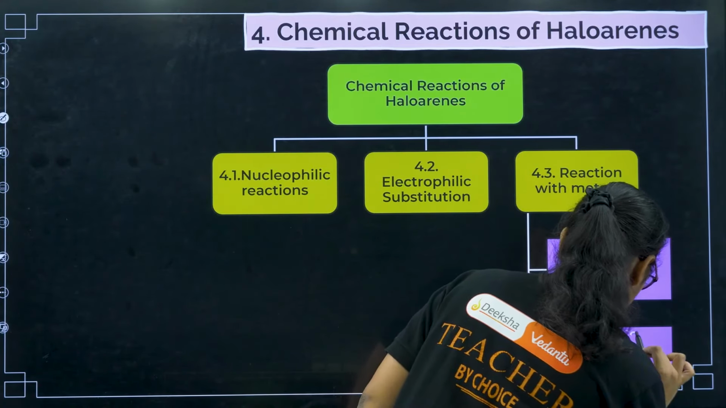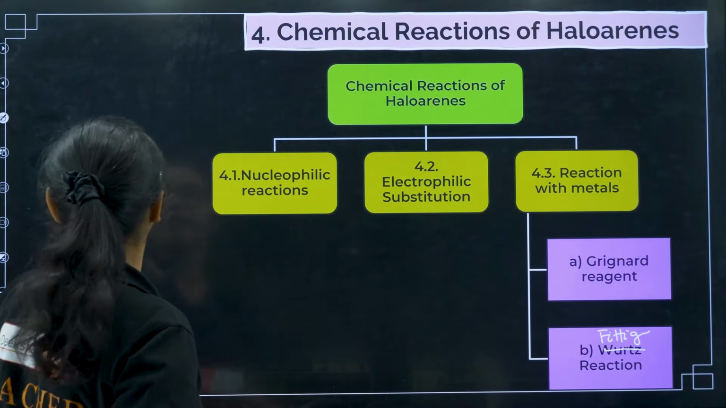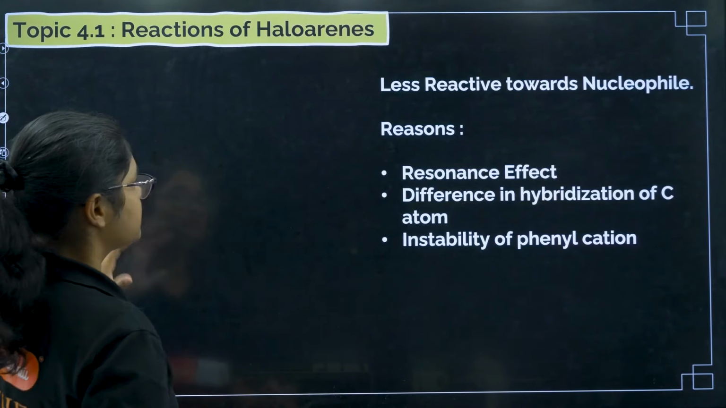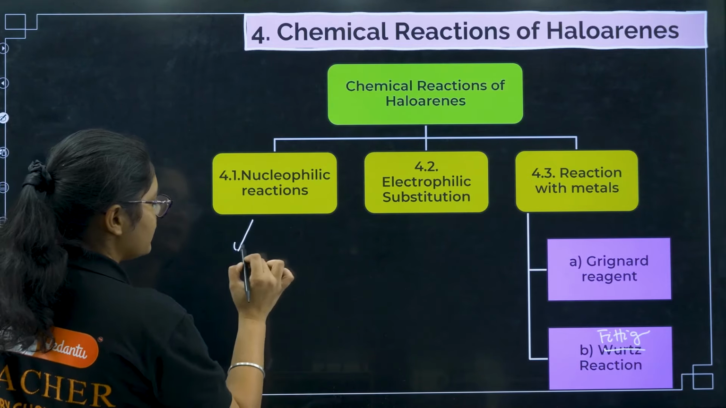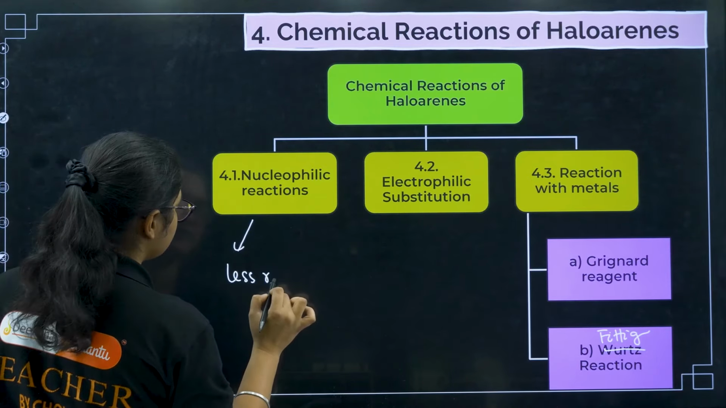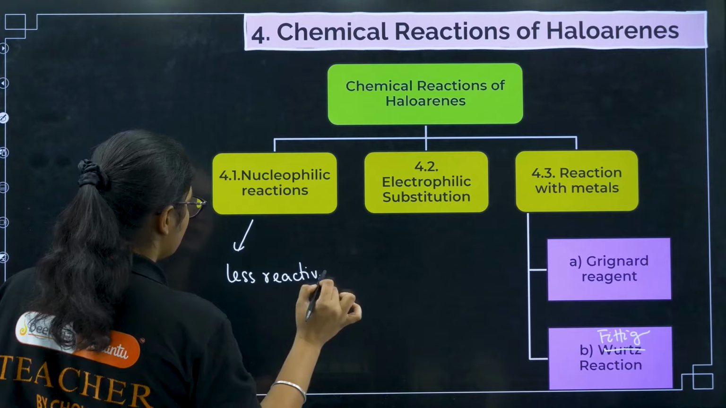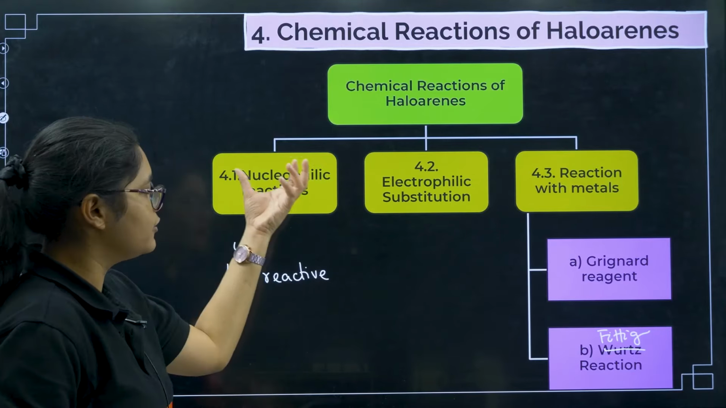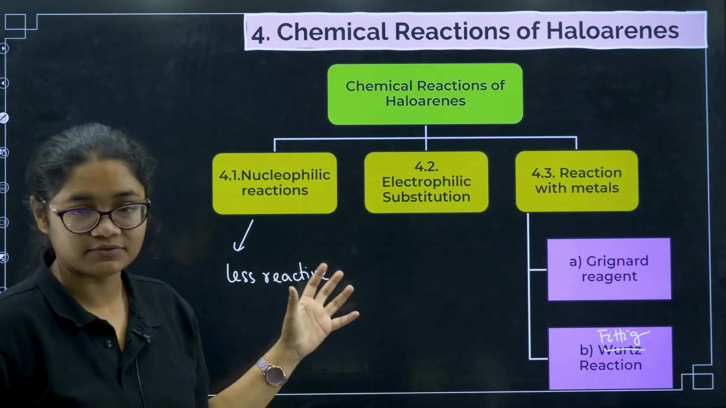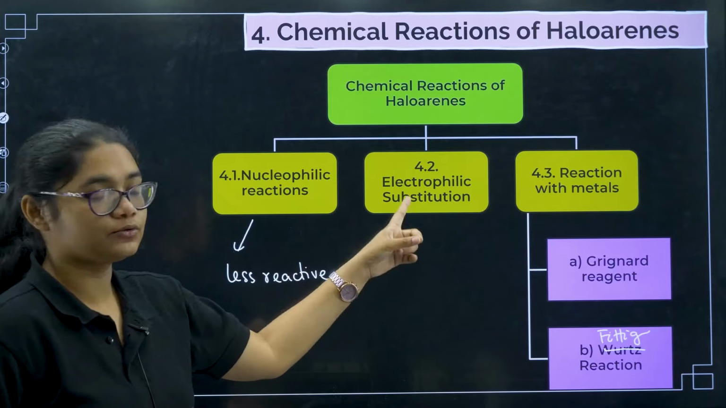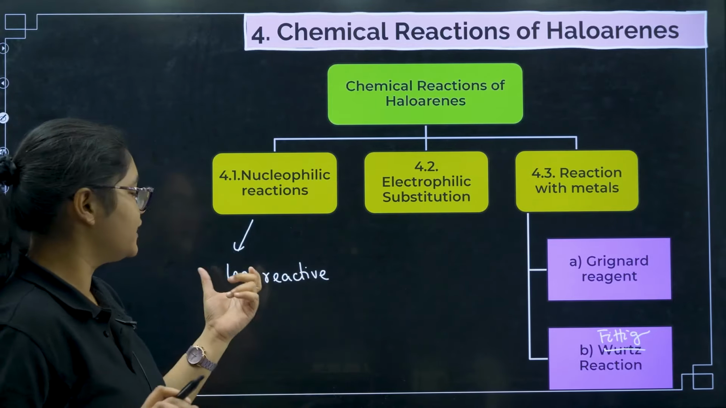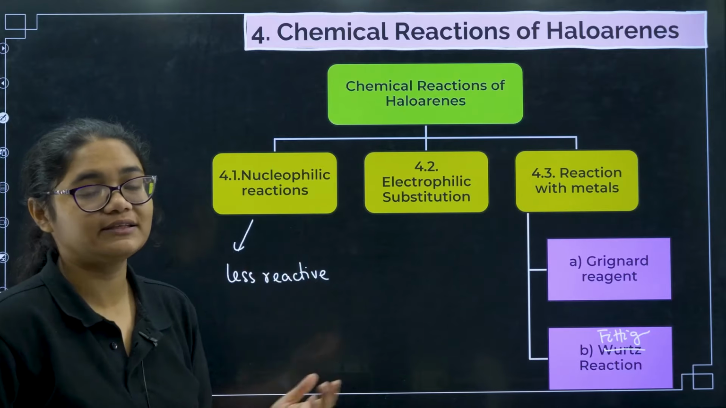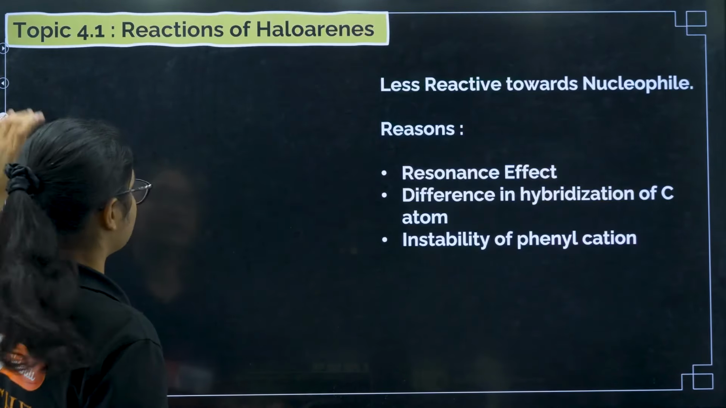Okay, Fittig reaction here. Now first of all, haloarenes in nucleophilic substitution are less reactive. This is a very potential question where many times it is asked that haloarenes do not show nucleophilic substitution reaction, that is why they show electrophilic substitution reaction. So what is the reason why they do not show this nucleophilic substitution reaction? This is a very important question.